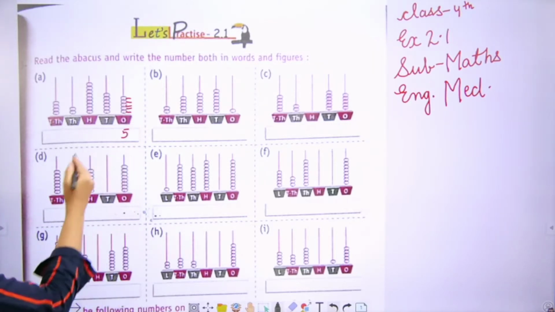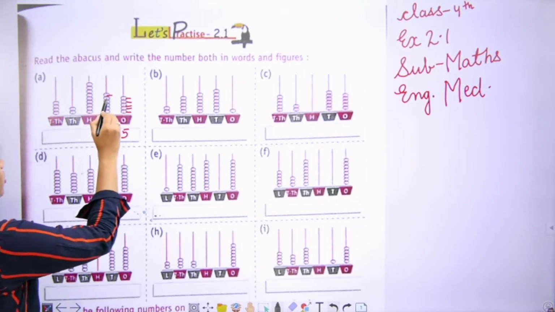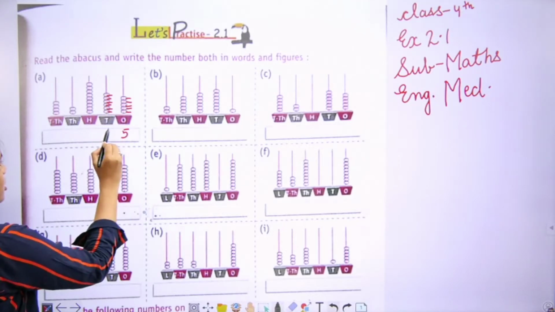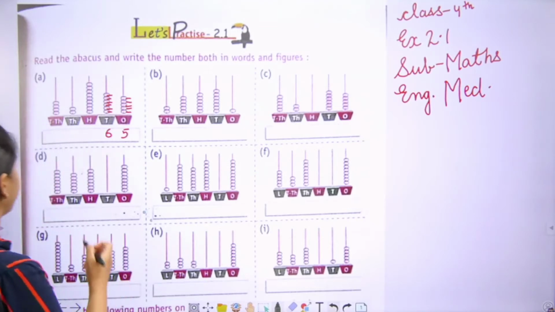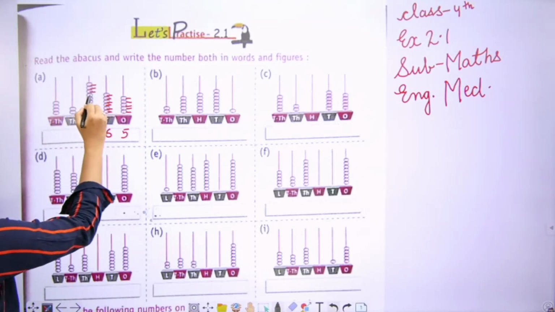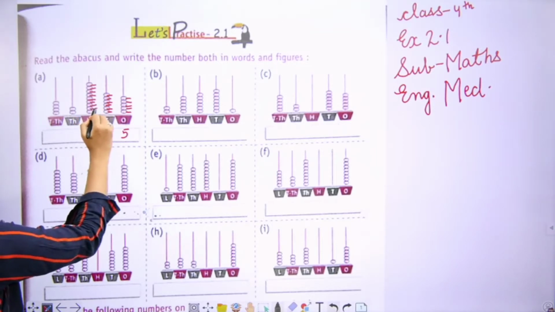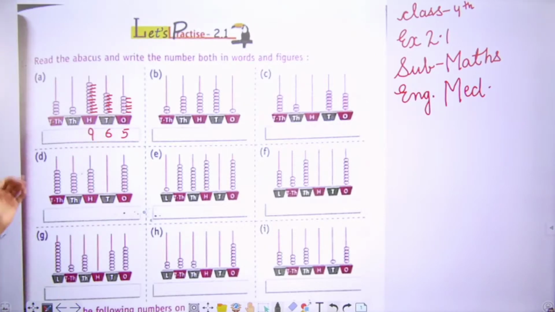Next, in tens side, how many beads are there? 1, 2, 3, 4, 5, 6. We will write here 6. Next, in 100 side, how many beads are there? Let's count together. 1, 2, 3, 4, 5, 6, 7, 8, 9. We will write here 9. Move to the next side.